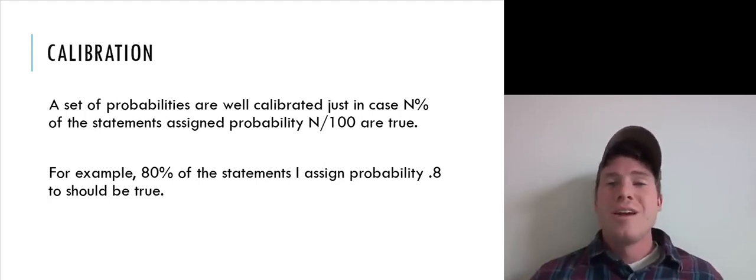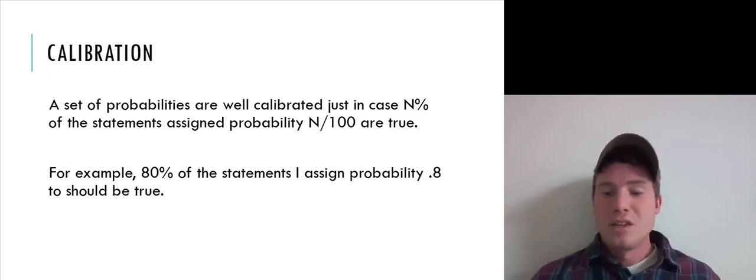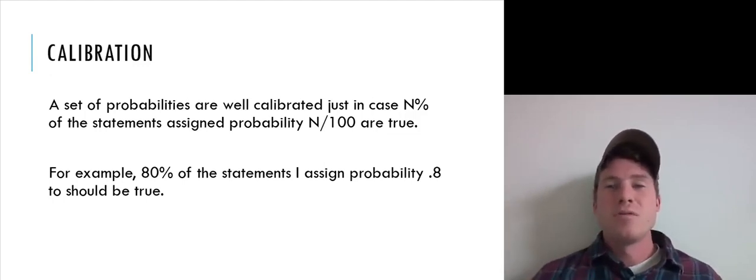Whereas if you learn that only 50% of the statements that I assign probability 0.8 to turn out to be true, then you actually wouldn't want to assign 0.8 to a proposition that you learn I assigned 0.8 to, right? So being well calibrated can help make you a sort of expert.